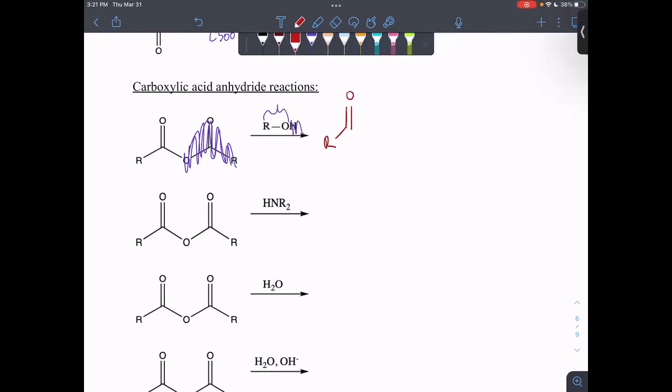Oh, like you can't go from an anhydride to an acyl chloride. If you convert it from an anhydride to a carboxylic acid and then use SOCl2, that's the only way.